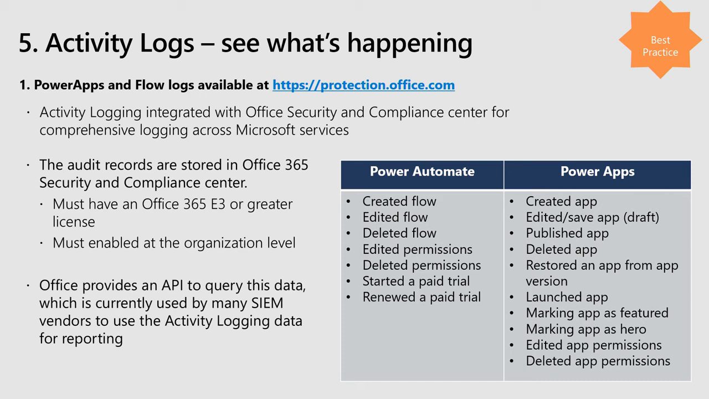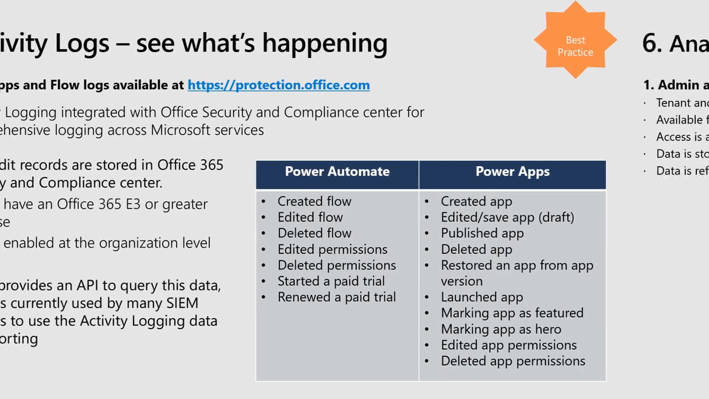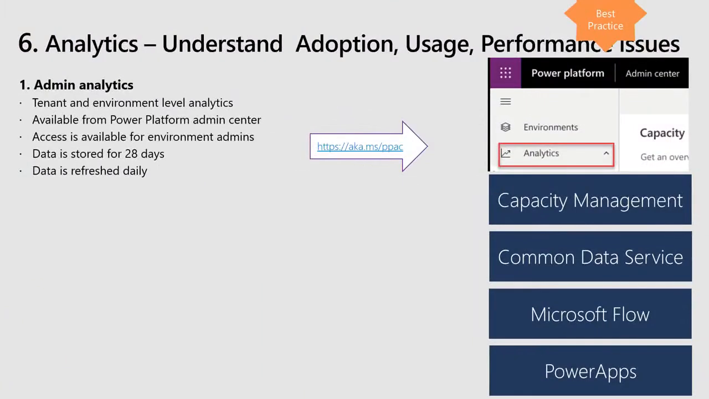There's a bunch of things. I don't want to drain through this, but you know who published an app, deleted an app, who's changing stuff for both Flow and Power Apps. All of that is available through APIs. You definitely want to set this up before you actually roll out your Power Apps, the Power Automate capabilities. We also have a lot of analytics, out-of-the-box analytics available on the admin site.